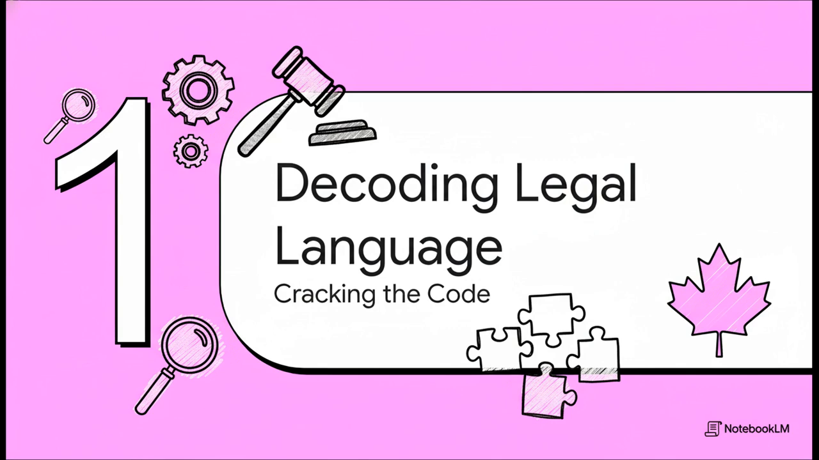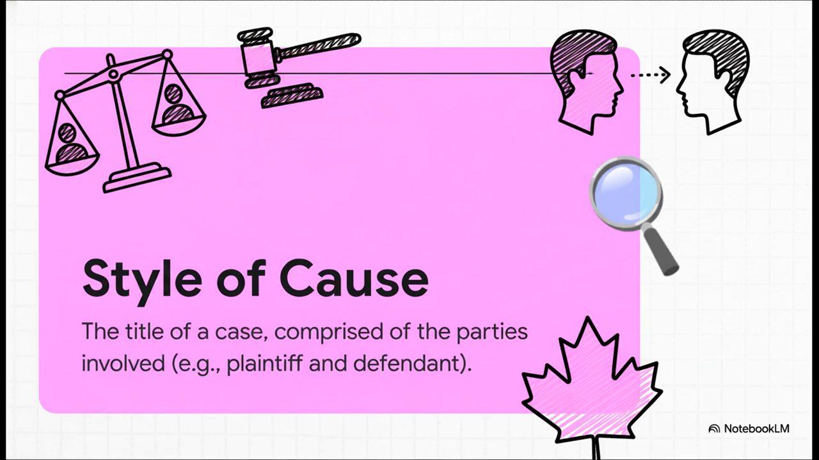To understand the whole thing, we've got to start with the individual parts. We're going to break this citation down piece by piece, and the first piece of the puzzle is the name of the case itself. So that first part of a legal citation, it has a name. It's called the style of cause. Now, you can just think of it as the official title of the case. It tells you right up front who's actually in the legal fight.